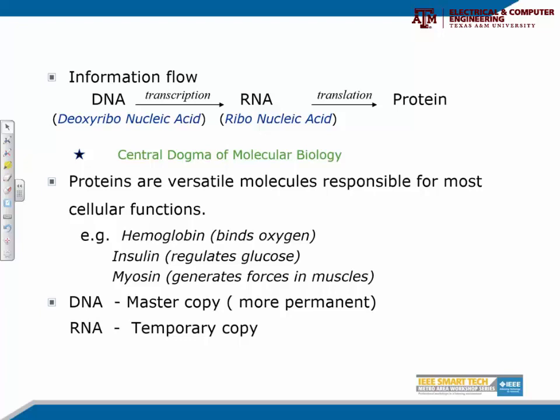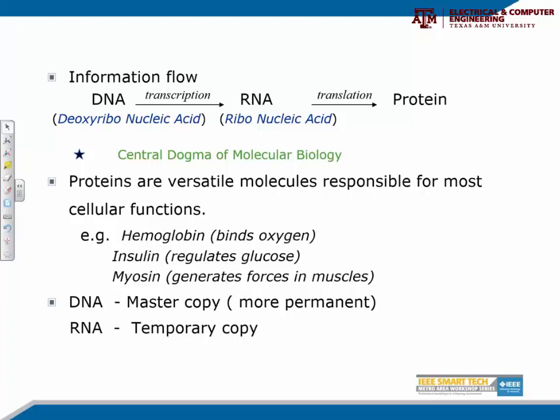Proteins are versatile molecules that are responsible for most cellular functions. They're made up of units that are called amino acids. There are 20 amino acids that occur over and over again in nature. A few examples of proteins are hemoglobin. That's the protein that binds oxygen and takes it from the lungs to the tissues, and it has exactly the right shape for binding oxygen.